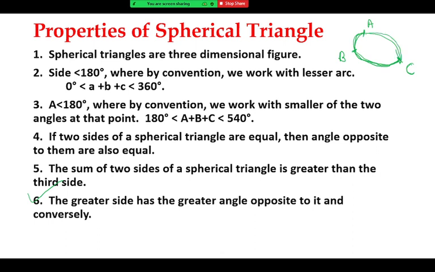Say arc AC is greater than arc AB. Just an example, we take arc AC greater than arc AB. Which angle is opposite to arc AC? Angle B. And what is opposite arc AB? Angle C. So the relation should follow: if arc AC is greater than arc AB, then angle B should be greater than angle C.